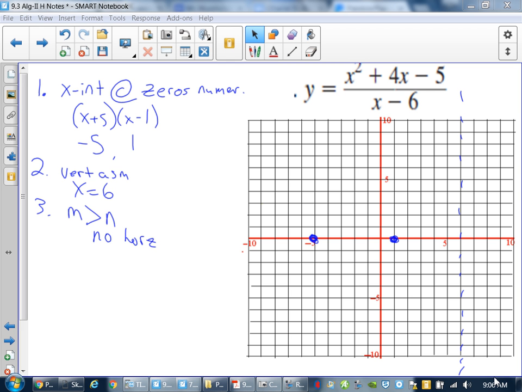There's no range restriction here. Your domain is going to be everything except for 6. Your range will then be all real numbers.